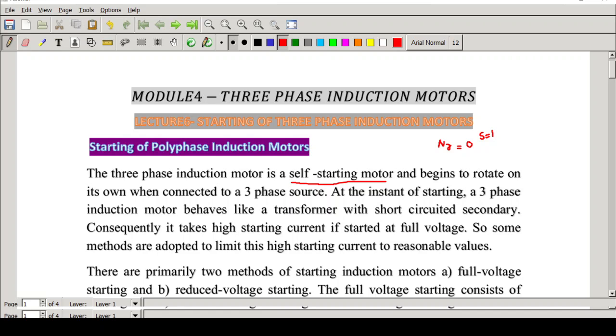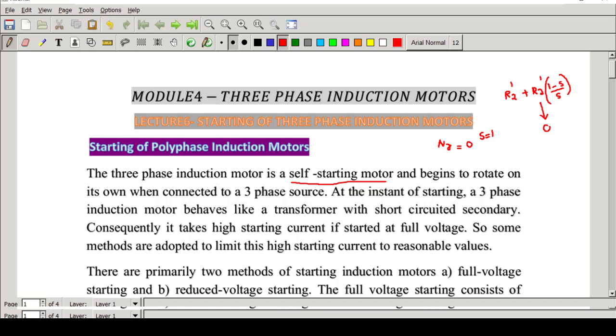Now, from the equivalent circuit, we know that the resistance which is connected in the rotor circuit is given by R2 dash plus R2 dash into (1 minus S) by S, right? So this is the equation of the impedance in the rotor circuit. What will happen when the slip is 1? This value will be very small, approximately equal to 0. That means on the rotor side, the resistance will be almost 0, which means the current will be very high, because current is inversely proportional to the resistance.